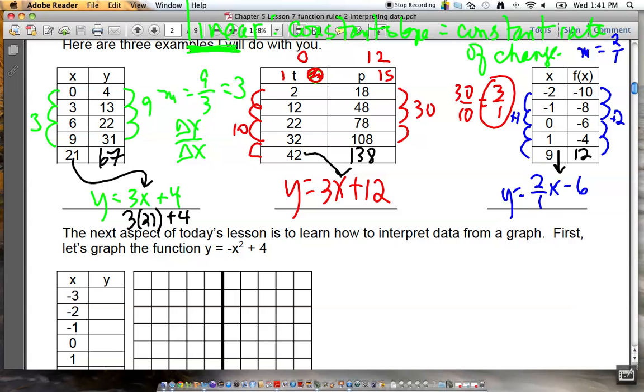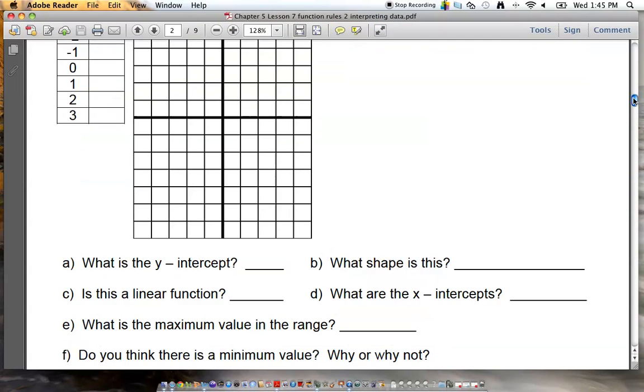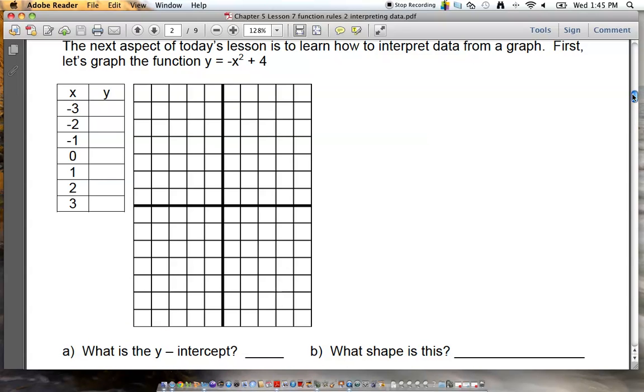Now, one last question to do. We're going to graph a different kind of shape. Y equals negative x squared plus 4. And what I'm going to do is do these calculations. This is very weird because I have to square it before I negate it. It would be really good, Spencer, if you're paying attention here. I have to square it before I negate it.